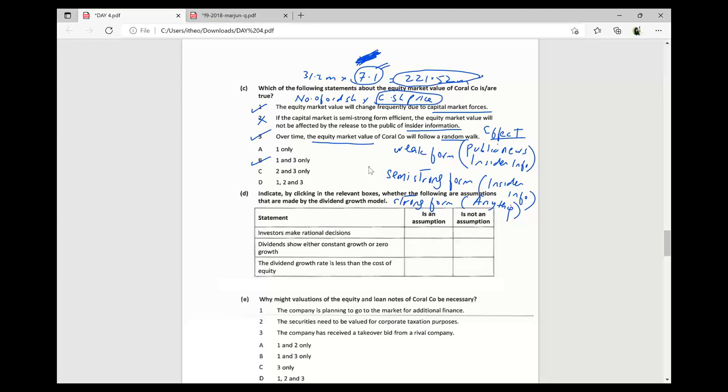Random walk means without any logic. If you look at the stock market prices, sometimes they go up and down without any reason. That is called random walk. When it goes up and down without any reason, the share price changes and the equity market value changes. So equity market value does change due to random walk.